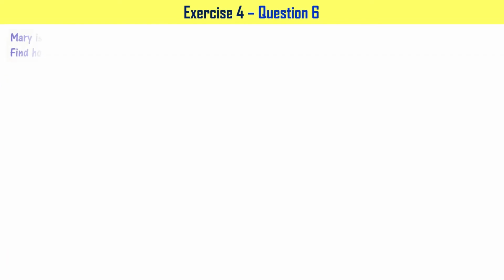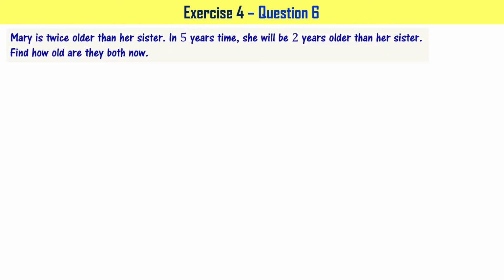Question number 6 is, Mary is twice older than her sister. In 5 years' time, she will be 2 years older than her sister. Find how old are they both now. We have to find the present age of Mary and her sister.